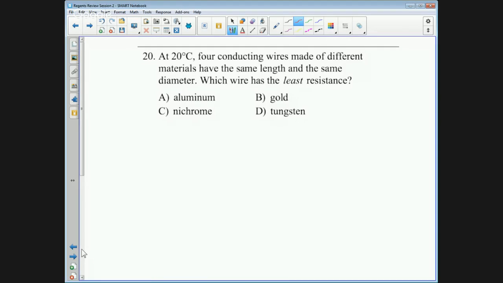For number 20, it says at 20 degrees Celsius, 4 conducting wires made of different materials have the same length and the same diameter. Which wire has the least resistance? This is a problem you cannot solve without your reference table. So you need to go on to page 4 and look at those different resistivities. The formula for resistance is R equals rho times the length of the wire divided by the area. If they all have the same length and the same diameter, that means the area is constant. So resistance is directly proportional to the resistivity, rho.